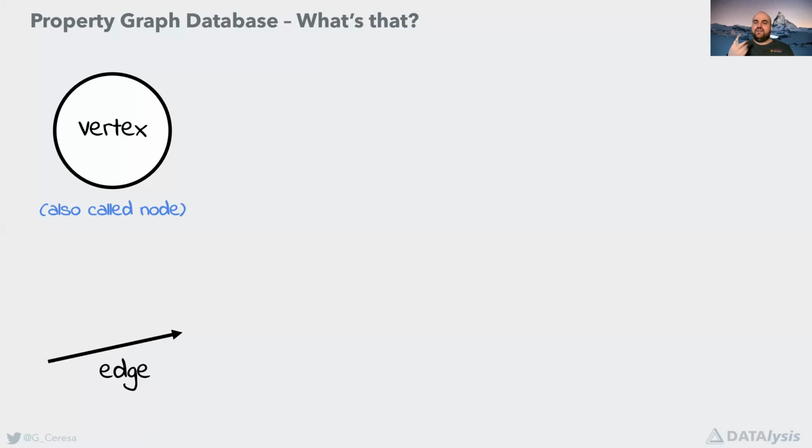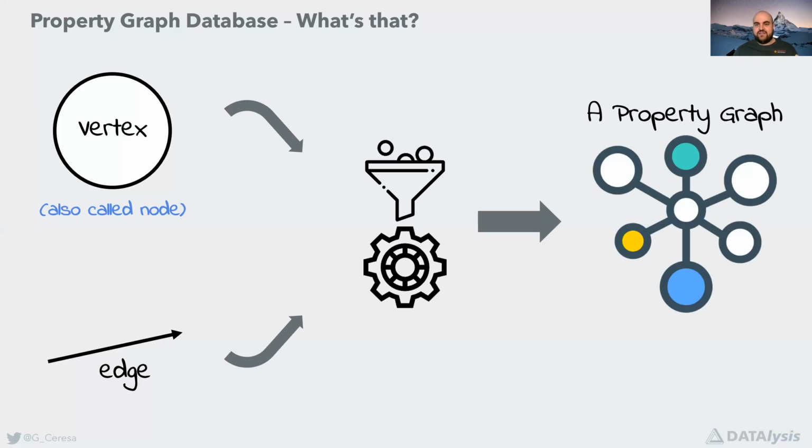It's composed of only two kinds of objects. You cannot really make it simpler than that. You have the round one, which is called a vertex or node. Both names work. And then you have lines, arrows. And this one is called an edge. You take a bunch of them, you shake a little bit, and what you get at the end is a property graph. As simple as that. This is what a property graph is.